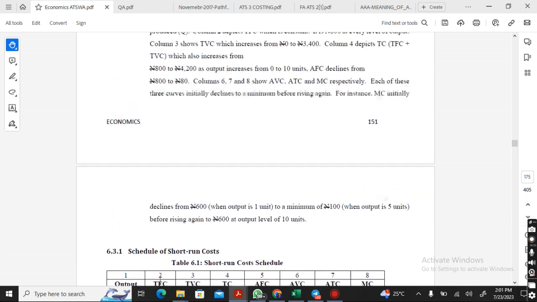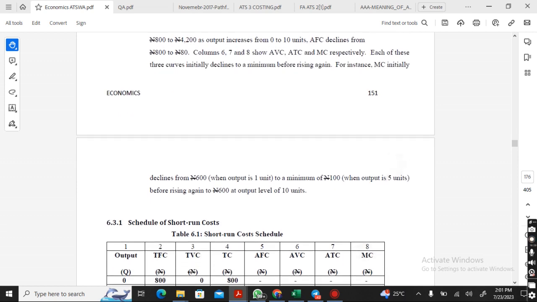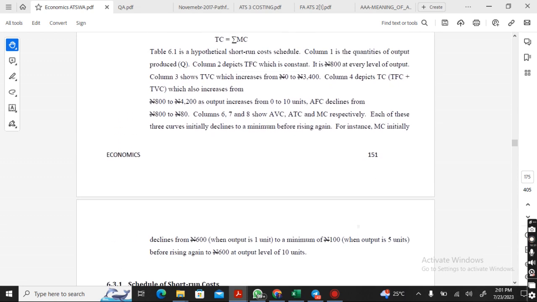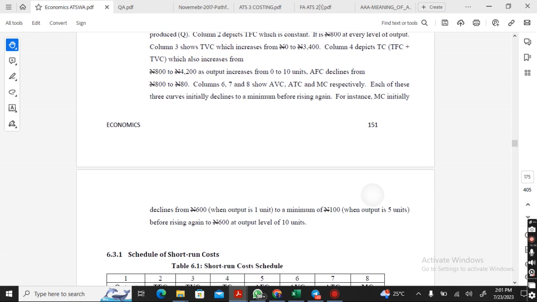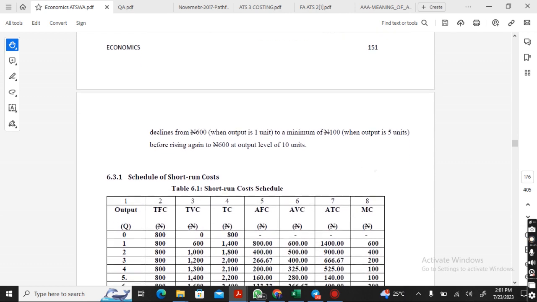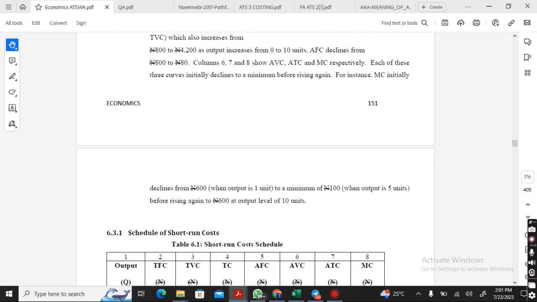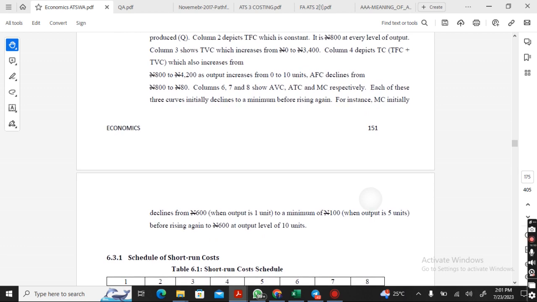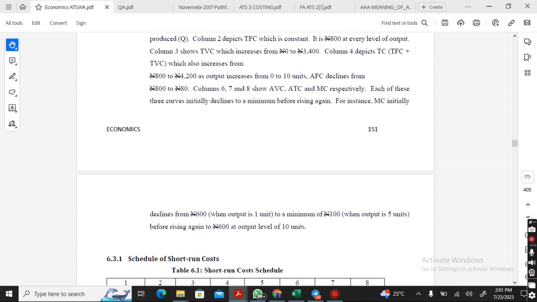So now let's look at the illustration here. I want us to read this together. Output Q is our output. Column 2 is our total fixed cost, which is 8,000 naira at every level of output, no matter how the output changes. It shows that TVC increased from 0 to 334. Column 4 is total cost, which also increased from this to this. Are you with me?